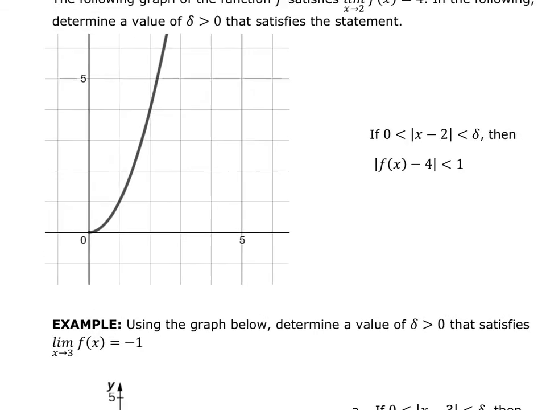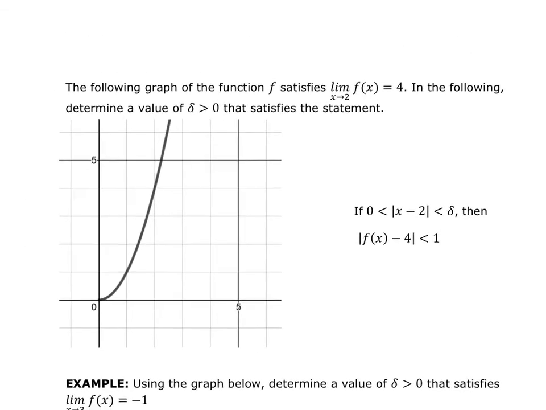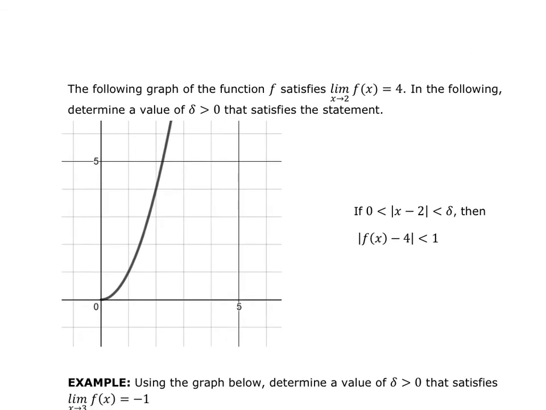But when I come back to this one, the following function, I have a limit that's given to me as 4. I want to find a delta that satisfies this statement. Now I have the epsilon part, that's 1. So I know it's 4, so here's where 4 is. And I need to have an epsilon that's 1, so that means I'm going to go up 1 and I'm going to go down 1. So that region is the region in which I need to find my delta.